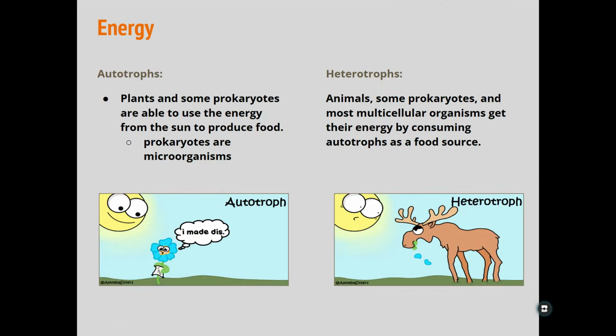There are two types of organisms: those that make their own energy, like plants, prokaryotes, some bacteria, and algae, are known as autotrophs. Our other organisms that need to consume something to have energy are animals, most of our multicellular organisms, and they're referred to as heterotrophs. So heterotrophs have to consume autotrophs first, and autotrophs make their own energy.